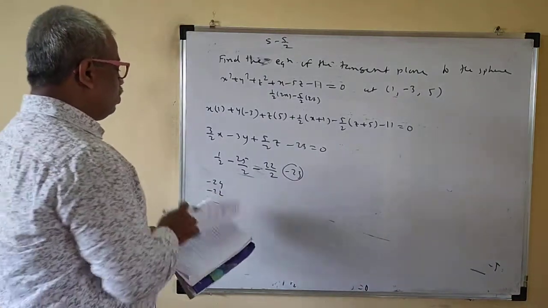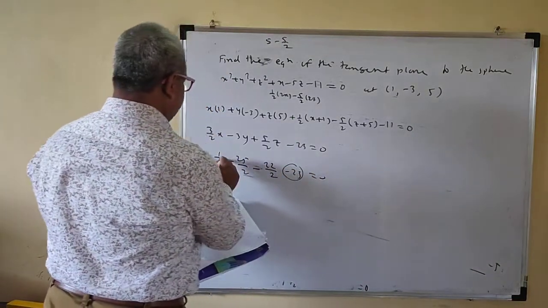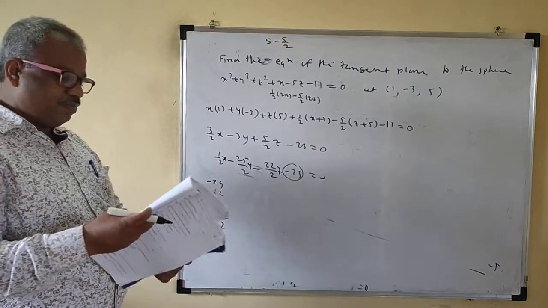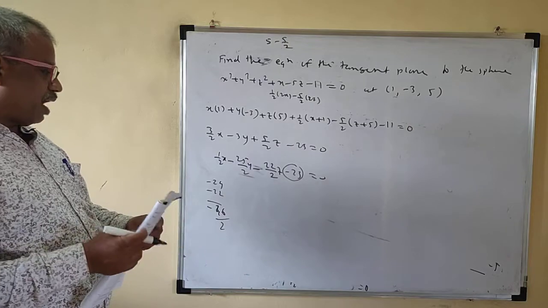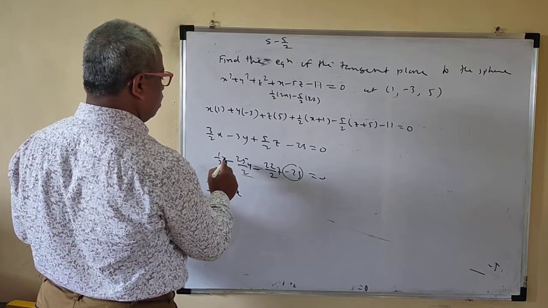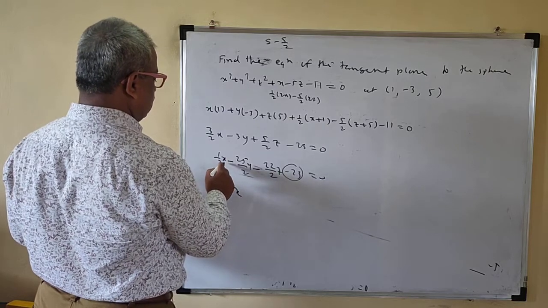So this is equal to 0. These are the coefficients of x, y, z. You can multiply by half. So this is then x. So how is this half?